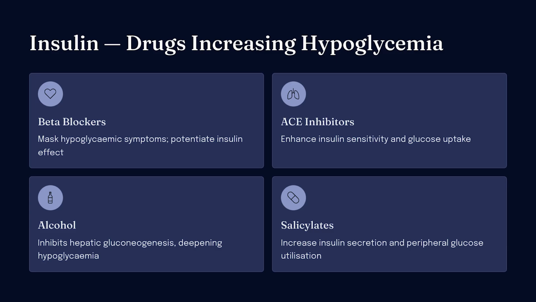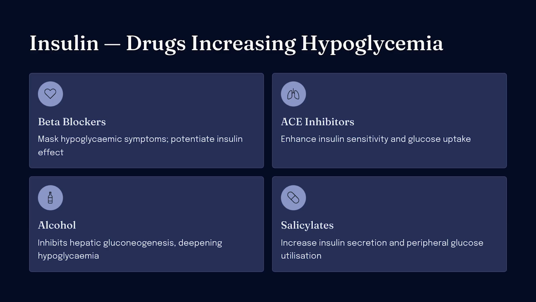Insulin and drugs causing hypoglycemia. One important cause of insulin-induced hypoglycemia is interaction with other drugs that can either enhance insulin action or make hypoglycemia harder to recognize. First, beta blockers can mask important hypoglycemic symptoms such as palpitations and tremors. They may also potentiate the insulin effect, increasing the risk of severe hypoglycemia going unnoticed.